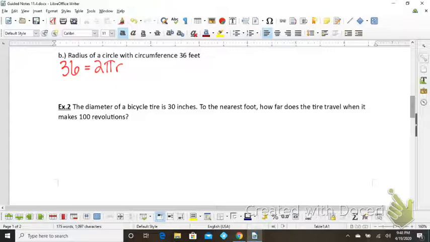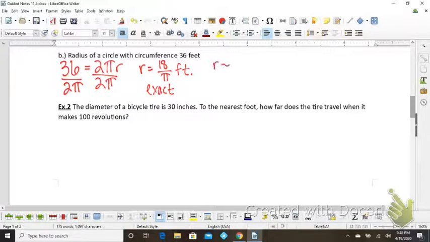To get r alone, we definitely need to divide both sides. We're trying to isolate the radius, so we should be dividing by 2 pi. So r will be alone. 36 over 2 does simplify to be 18 over pi. It's not necessarily a pretty answer. Our units would still be feet. This would be the exact answer.